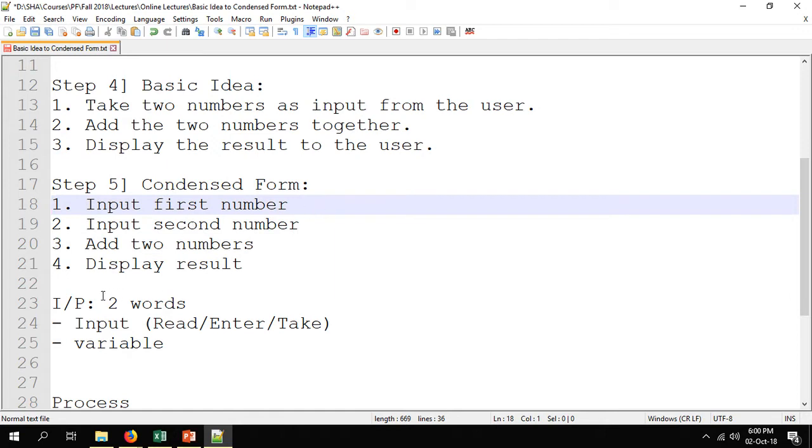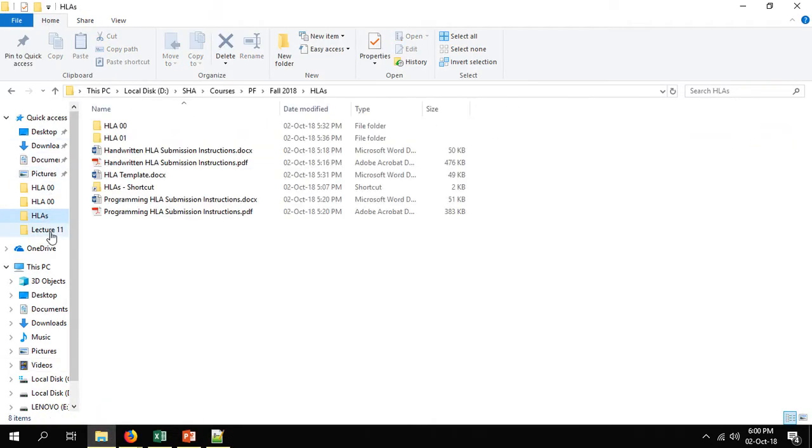But let's look at this rule again. It's still not two words. It has three words: input first number and second number. So let's say if we have a variable, let me just visualize.